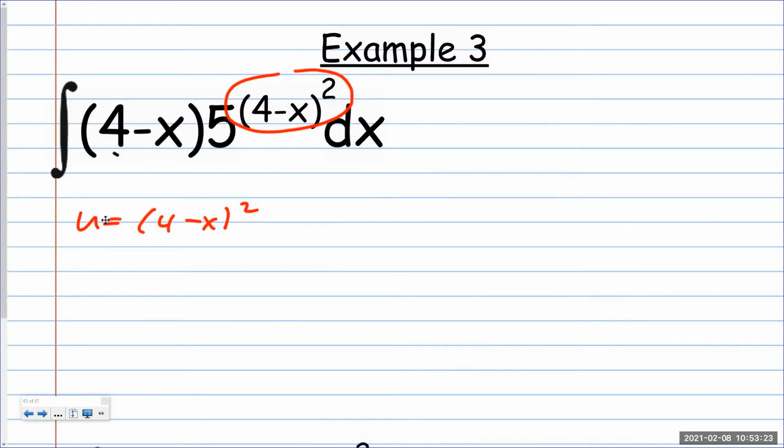Then I'm going to take the derivative of this. Would you like to FOIL first, then take the derivative, or would you like to do chain rule? They're both pretty much just as easy. I'm going to stick with chain rule. You okay with that? It looks terrible, but it's not.